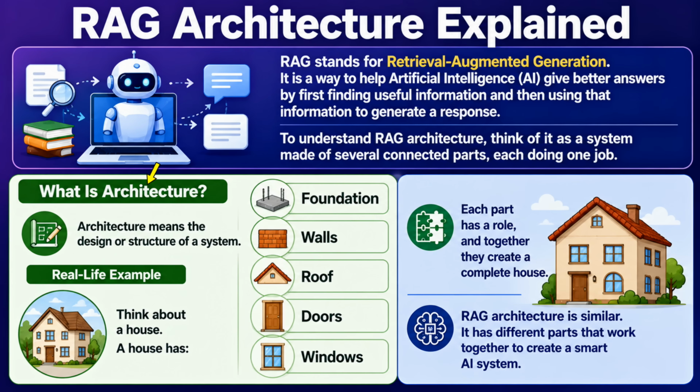What is architecture? Architecture means the design or structure of a system. Real life example. Think about a house. A house has a foundation, walls, roof, doors, and windows. Each part has a role and together they create a complete house. RAG architecture is similar. RAG has different parts that work together to create a smart AI system.